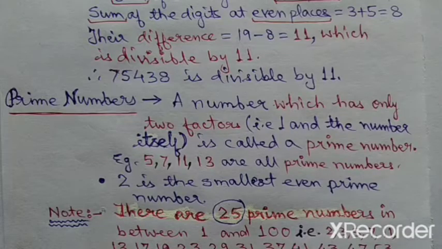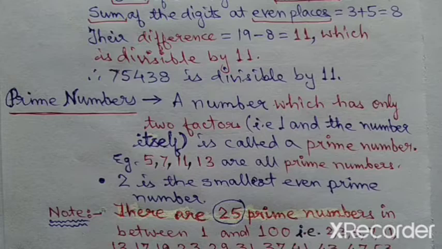Hello everyone. Children, this is the second part, that is part 2 of Chapter 5, Factors and Multiples. Now let us discuss another topic, that is prime numbers.